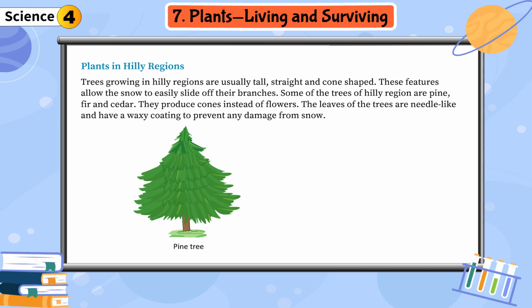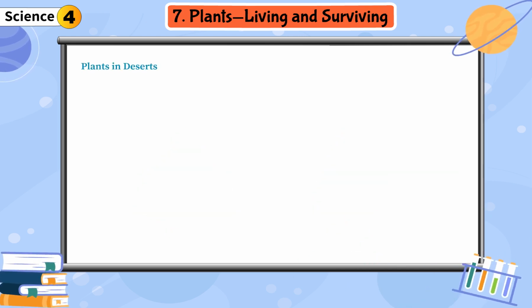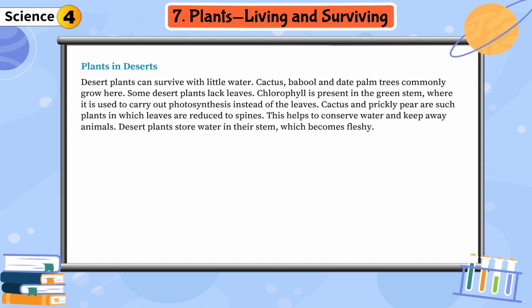Plants in deserts. Desert plants can survive with little water. Cactus, babool and date palm trees commonly grow here. Some desert plants lack leaves. Chlorophyll is present in the green stem, where it is used to carry out photosynthesis instead of the leaves.